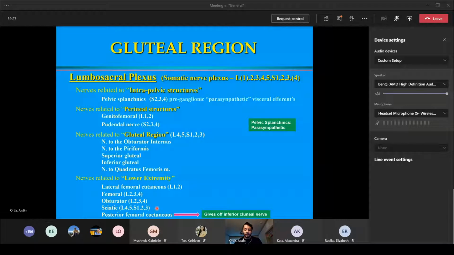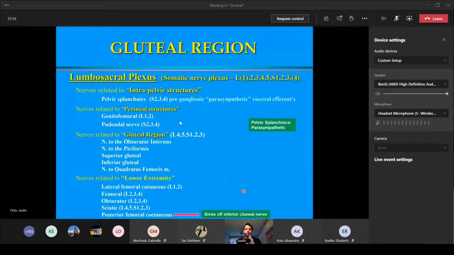And I would also note that the posterior femoral cutaneous, oh yeah, see, he spelled this wrong, he meant to put cutaneous. So posterior femoral cutaneous gives off the inferior cluneal nerve. When we talk about the cluneal nerves, those are going to be sensory nerves for the gluteal region, so mostly for the gluteus maximus and lower back region. But when these come up in the upcoming lecture, the superior and middle cluneal nerves are just going to be branching off the dorsal primary rami.